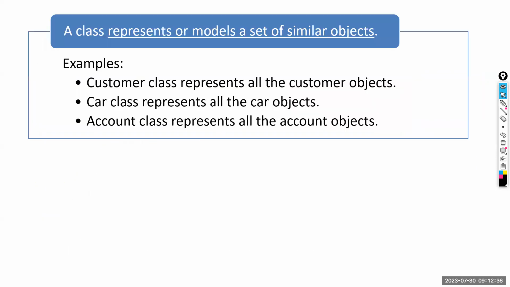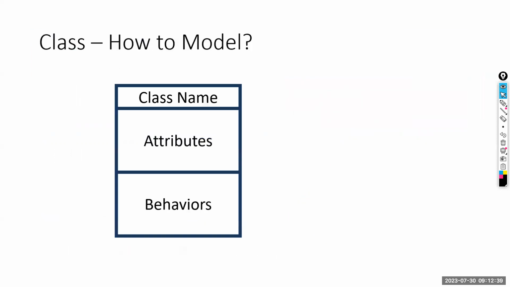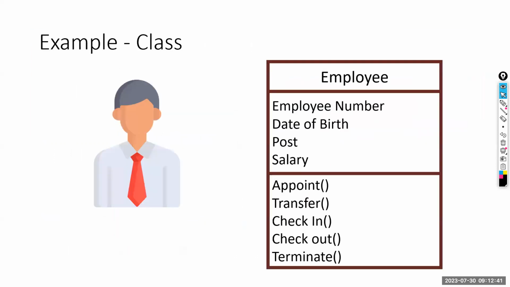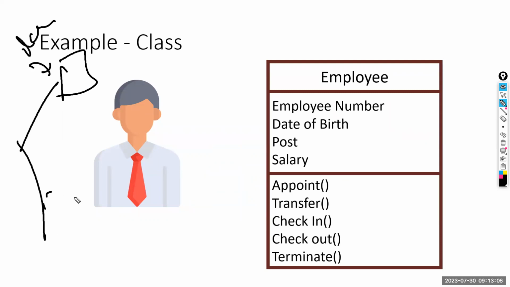Right. So we discussed what is a class, what is an object, and so on. This is how you model: we give a name, we give the attribute names, and we give the behaviors of that class. Now you can see there's a big difference between structured programming and object-oriented programming. In structured programming, attributes and behaviors are separated. So this is data, this is methods.